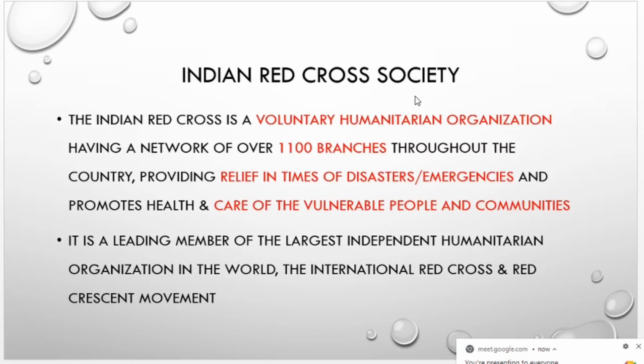The Indian Red Cross Society also, we have our own Red Cross Society. It has about 1,100 branches all over the country. I have highlighted some of these in red so that these are the keywords that you can remember. So what does the Indian Red Cross Society do? It provides relief in times of disaster and emergencies and care of the vulnerable people and communities. If we have floods or cyclones, you will see the Red Cross emblem. There will always be one or the other few from the Red Cross Society there, giving relief to these people who are suffering from these disasters or emergencies.